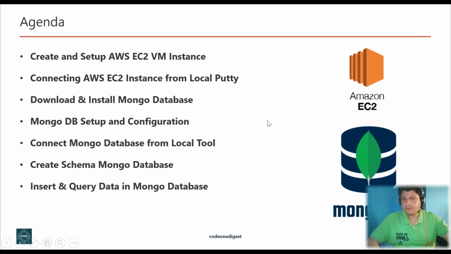Friends, here is the agenda for today. We are going to create an instance of EC2 in AWS. Then we will be connecting to that EC2 instance from our local PuTTY using a key value pair. Then we will download and install MongoDB into that EC2 instance. We will do a configuration setup so that we can connect to it. And then we will connect to that MongoDB from our local database tool, that is Mongo Compass. And we'll perform certain operations like creating schemas, inserting documents and accessing the documents and so on using that tool.